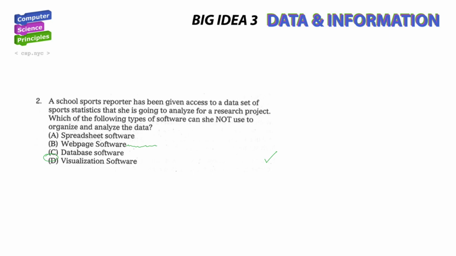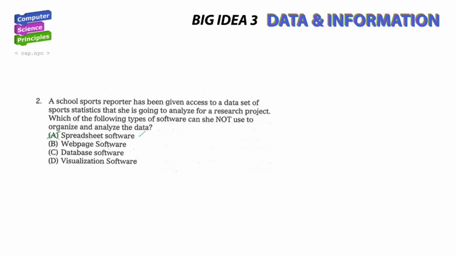Okay, question number 2. Question number 2 says a school sports reporter has been given access to a data set of sports statistics that she is going to analyze for a research project. Which of the following types of software can she not use to organize and analyze the data? Well, spreadsheet software such as Excel, you can organize and analyze data. So that is not our answer, because we're asked for what you can not use.